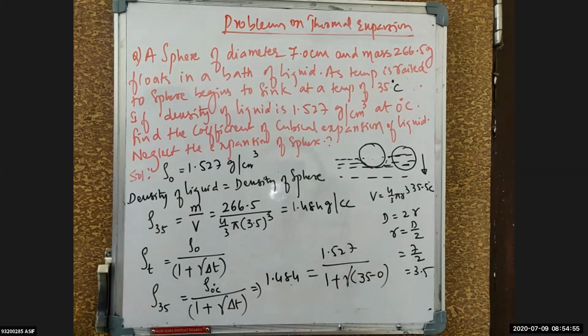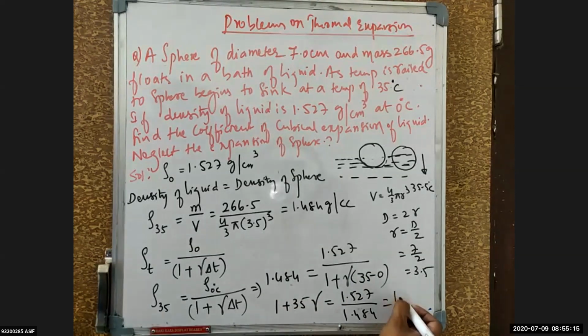So from this I can calculate the value of gamma. Take this here right now. This will become 1 plus 35 times gamma, because this is becoming 0. That is equal to 1.527 divided by 1.484. So 1.527 divided by 1.484 is approximately 1.029. Now can I get the value of gamma from this? If I take this value, that will become minus 35 times gamma.